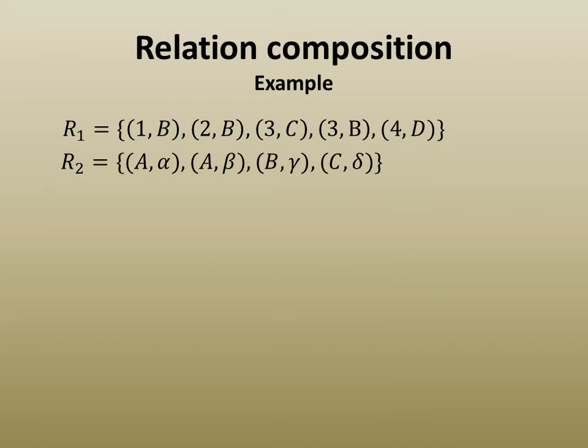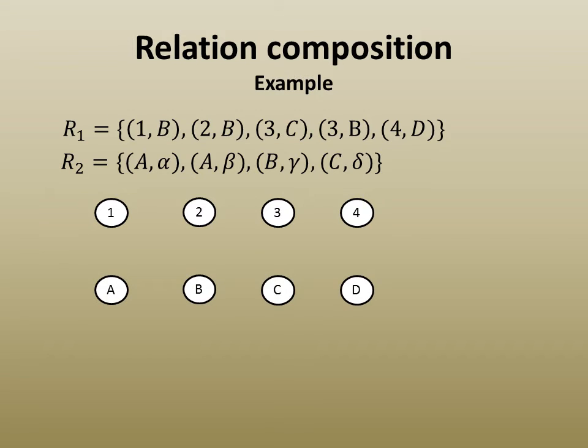In this example, we have an extensional definition of R1 and R2, so we don't have to know their actual domains or codomains to find their composition. It is best to construct a picture. First we draw 4 nodes labelled 1, 2, 3 and 4, representing all the first elements in the ordered pairs of R1. Then we draw 4 nodes labelled A, B, C and D, representing all the second elements in the ordered pairs of R1, together with all the first elements in the ordered pairs of R2. Finally, we draw 4 nodes labelled alpha, beta, gamma and delta, representing the second elements in the ordered pairs of R2.